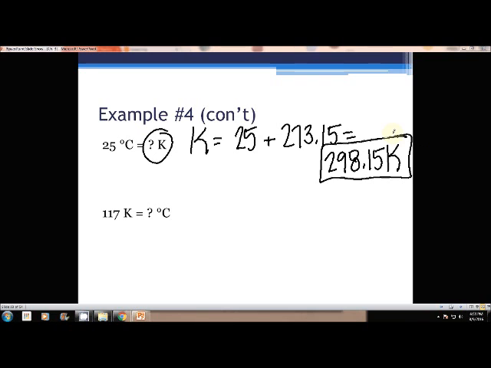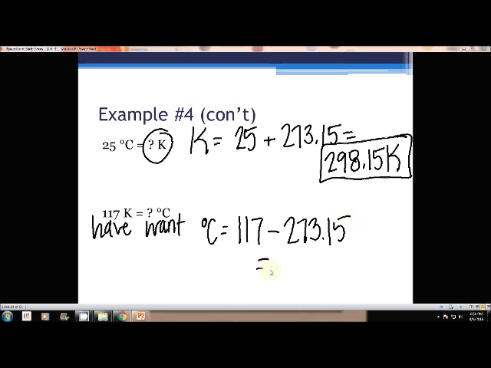And that's that. Last but not least, we have 117 Kelvin, and we want the Celsius. By looking, I'm not going to flip to it, but that is the last equation on our list. So our degree Celsius is equal to our number for Kelvin that we have, 117, minus 273.15. When you subtract those, yes, you're going to get a number that is negative, because we have negative temperatures all the time in the wintertime, so I just wanted to show you that it's still okay in science to have a negative number.